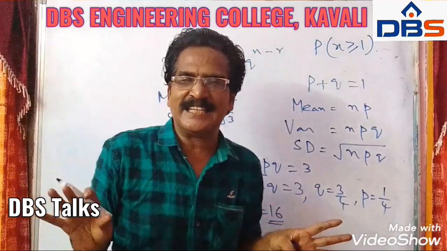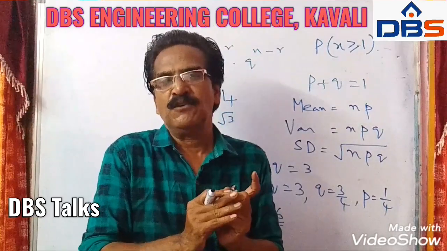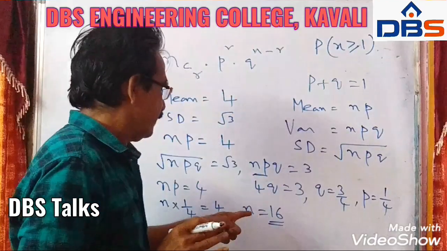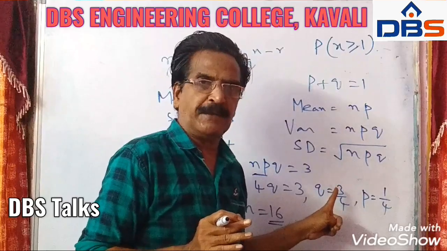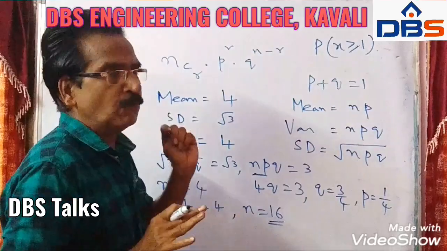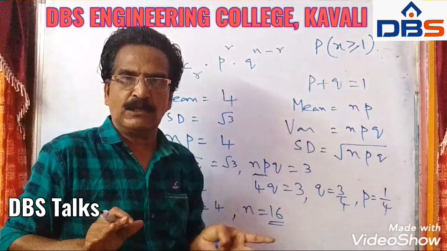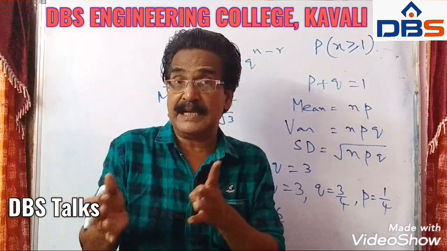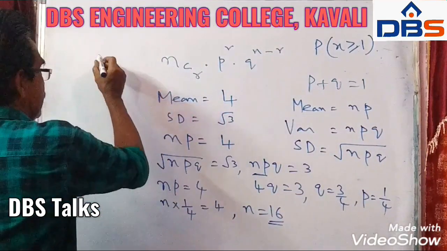Friends, we know all the things. We know N, we know P, we know Q, so we can find anything. N is equal to 16, P is equal to 1 by 4, Q is equal to 3 by 4. What we need to find is P of x greater than or equal to 1. X greater than or equal to 1 means at least 1, and at least 1 is equal to 1 minus none.